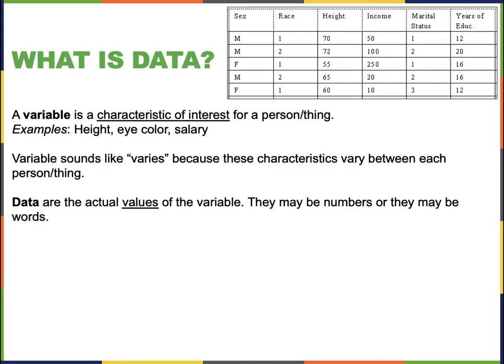For example, if you look at the table at the top, the top row is showing the variables. So race, income, height, years of education, those are all variables. And then under these titles are the data.